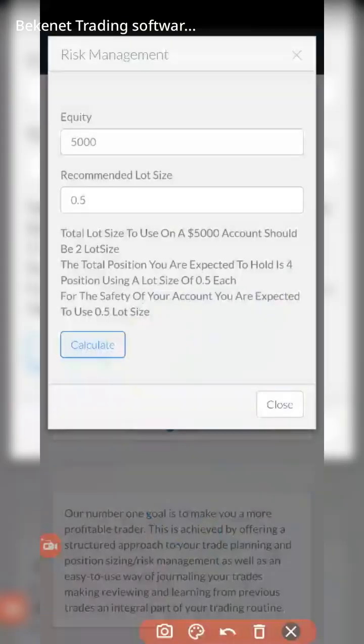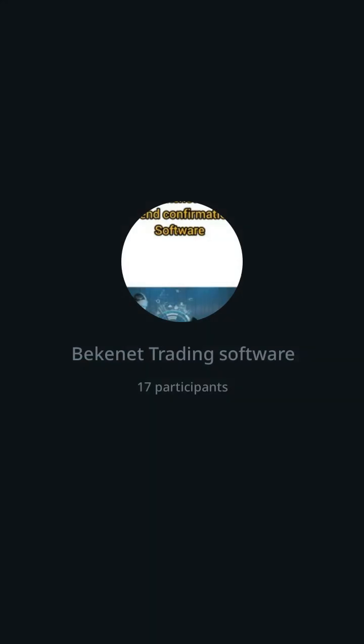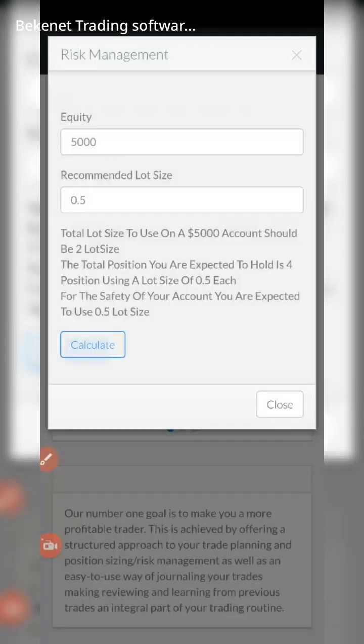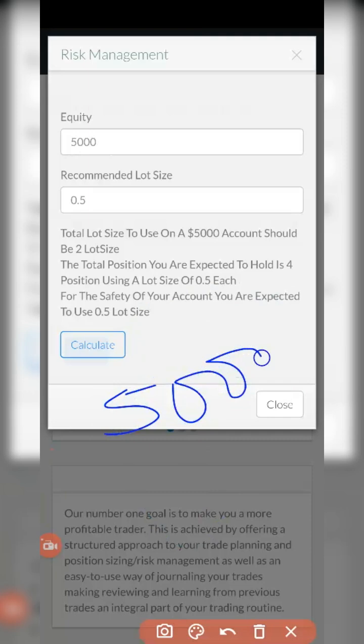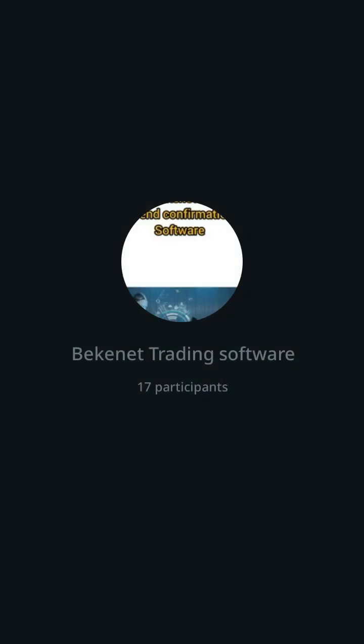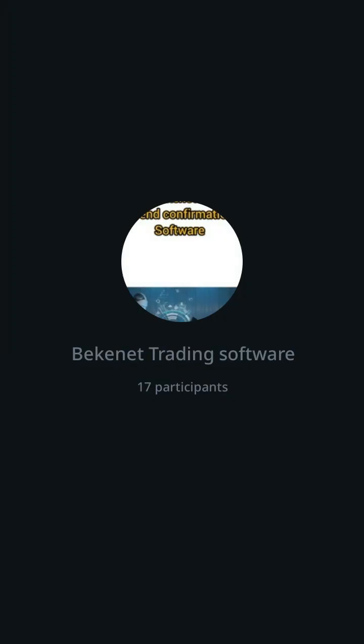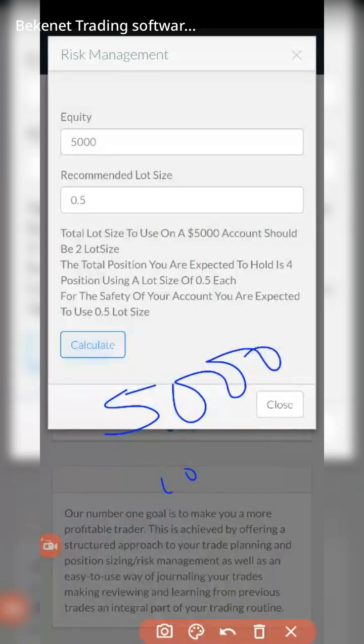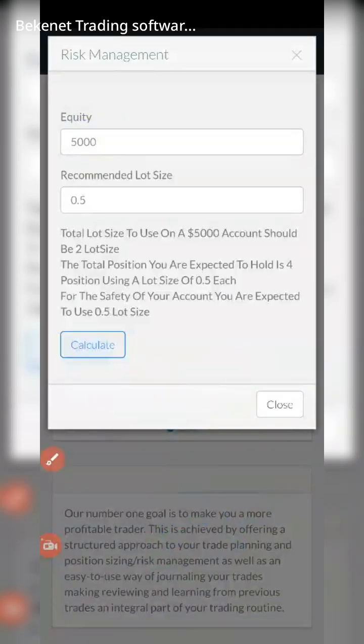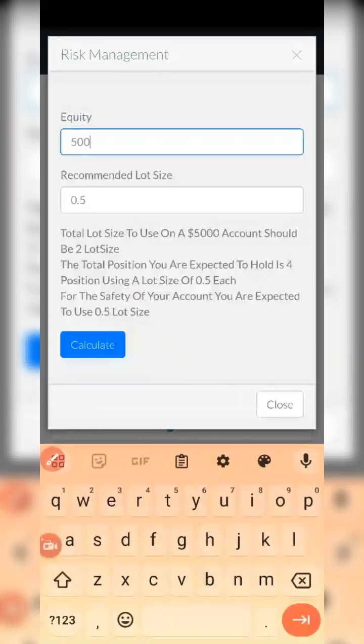Now, for people who have a prop firm account, you need to understand something about prop firms. If they gave you $5,000, so to say, and they gave you a drawdown of 10%, that drawdown is the capital they give to you. 10% of $5,000 is just $500. That is your capital. That $500 is what you're going to place here, not your $5,000, so that the system will give you a lot size for your drawdown.